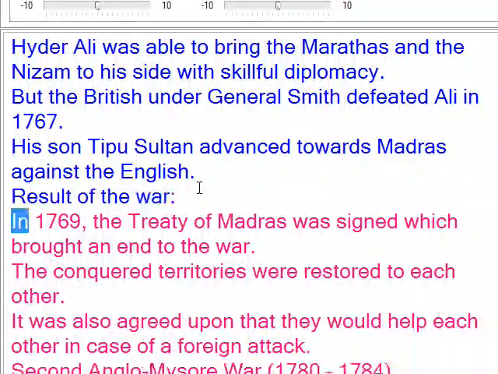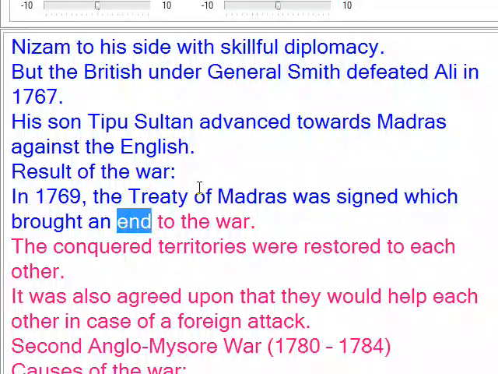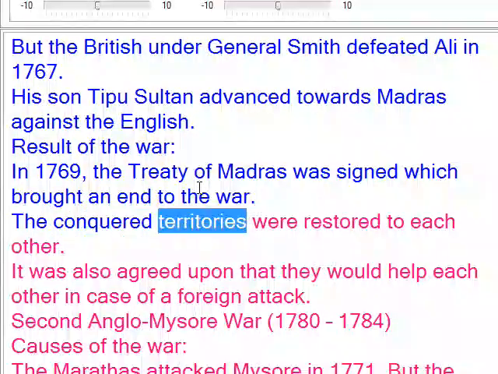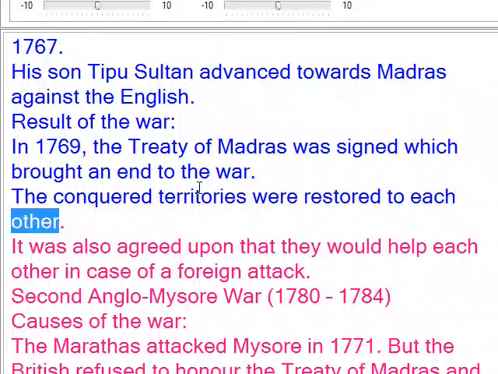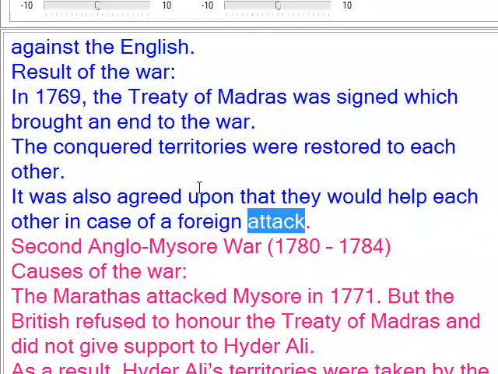Result of the war: in 1769, the Treaty of Madras was signed, which brought an end to the war. The conquered territories were restored to each other. It was also agreed upon that they would help each other in case of a foreign attack.